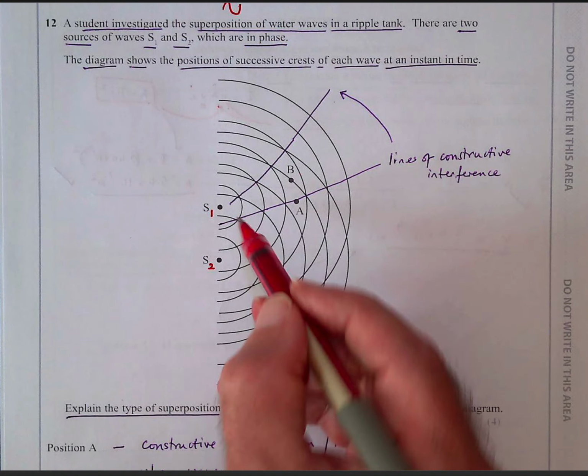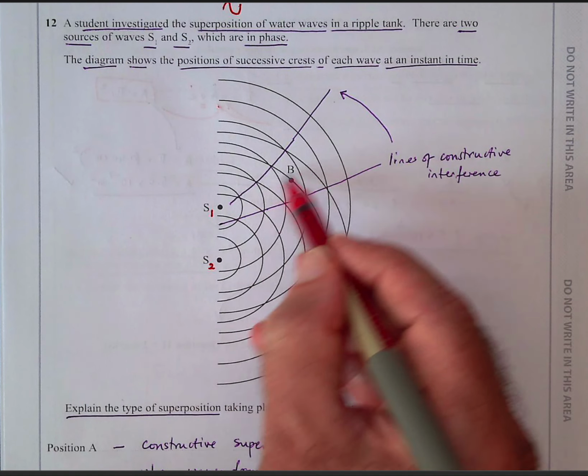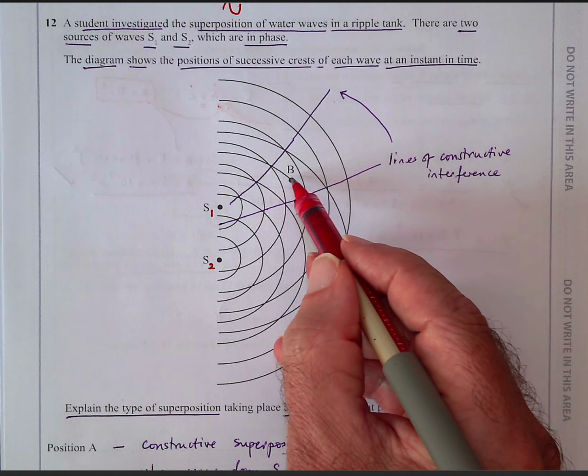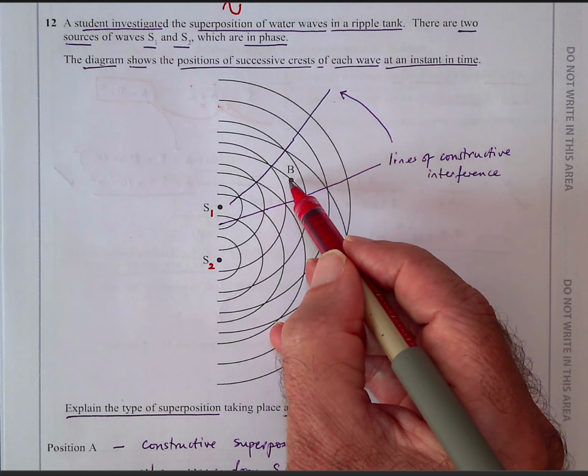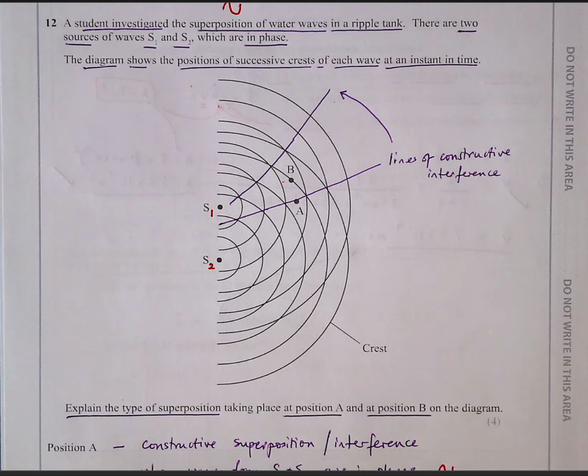B is halfway between them, so you'll have destructive superposition or interference, when waves from S1 and S2 arrive out of phase by a whole number of half wavelengths, okay? The peak from S2, for example, meets a trough from S1. So this one's come from S2, this peak, and it is halfway between the peaks from S1. So a peak from S2 meets a trough from S1 for position B.